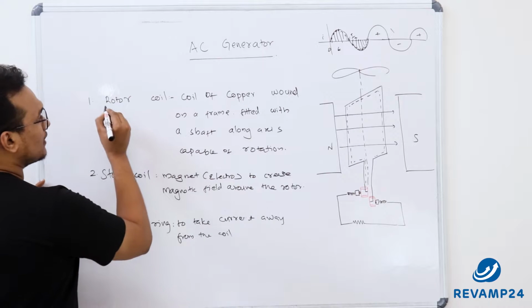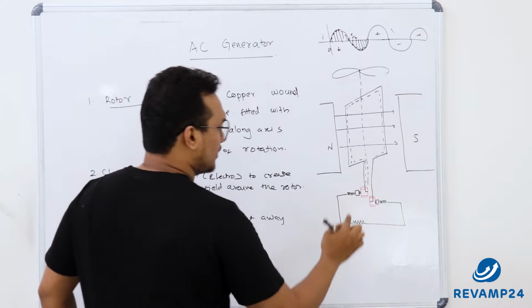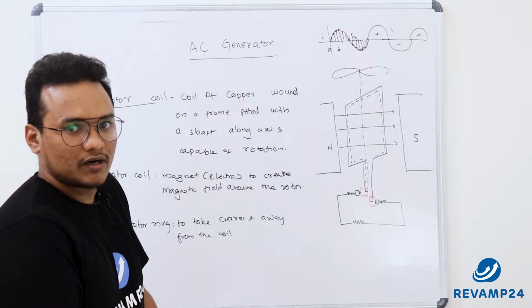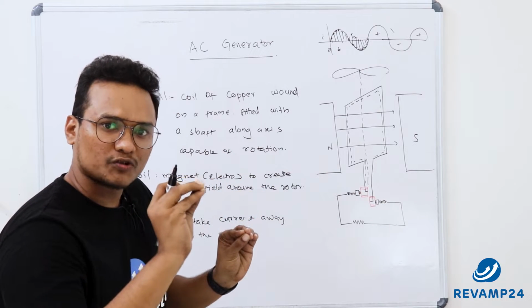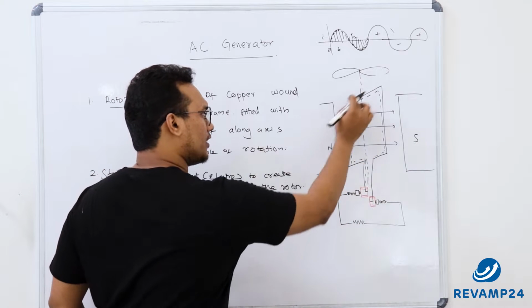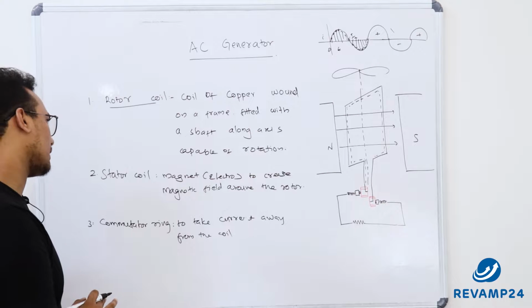So the first thing is the rotor coil. This one is the rotor coil. It is made up of best quality copper. Why am I mentioning best quality copper? This is made up of a material that has approximately no resistance. So it is made up of a very good conductor. I could say that it is made up of copper. Copper is a very good conductor.